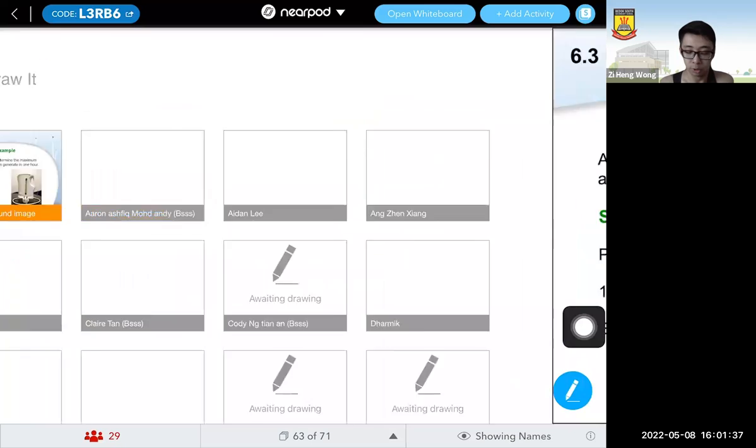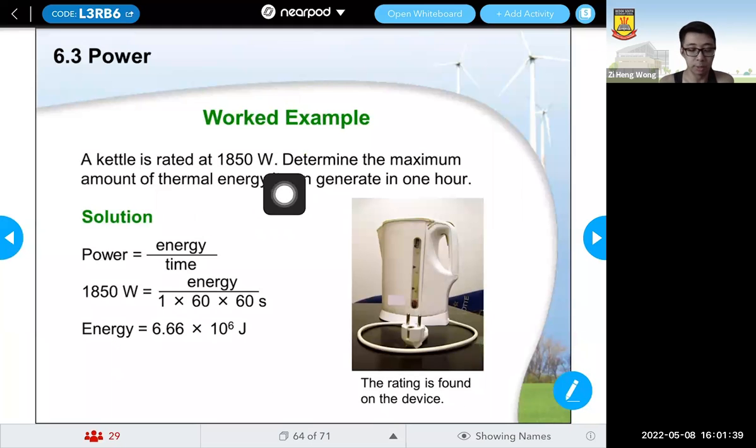So this is another example. They tell you that this is the power, and they ask you the maximum amount of thermal energy you can generate in 1 hour. So 1 hour is the time. Power is energy divided by time. You sub in the power as 1850 watts. You sub in the time, 1 hour converted to seconds, which is 60 minutes times 60 seconds. So the energy will be 6.66 times 10 to the power of 6 joules.